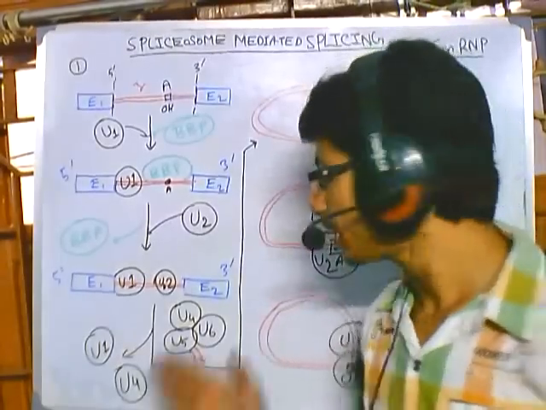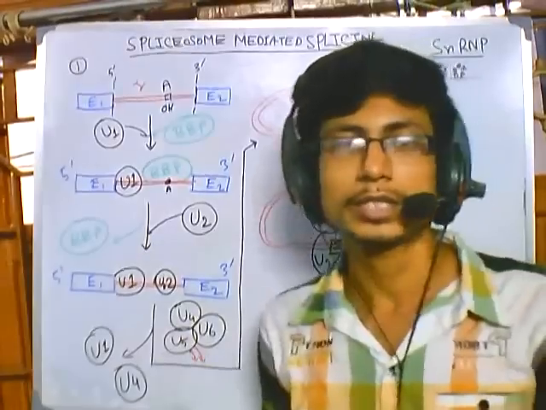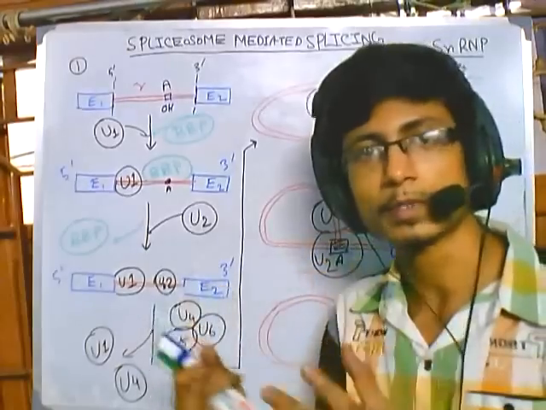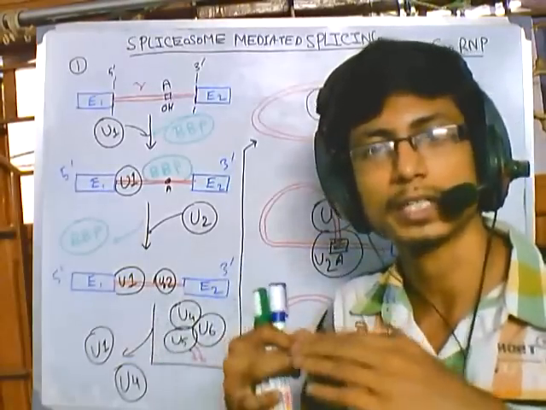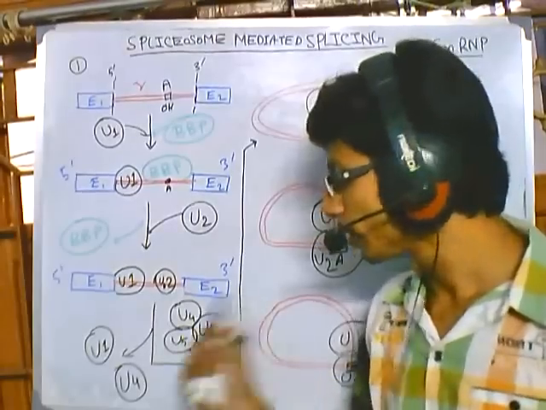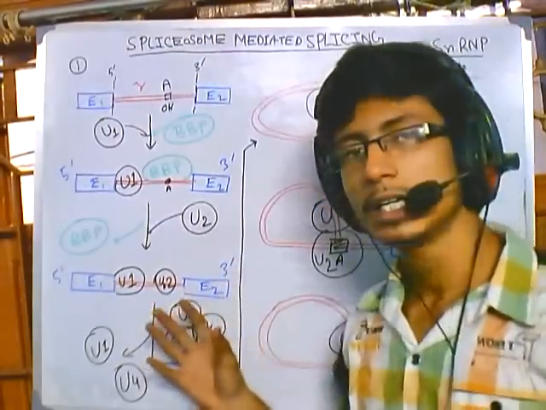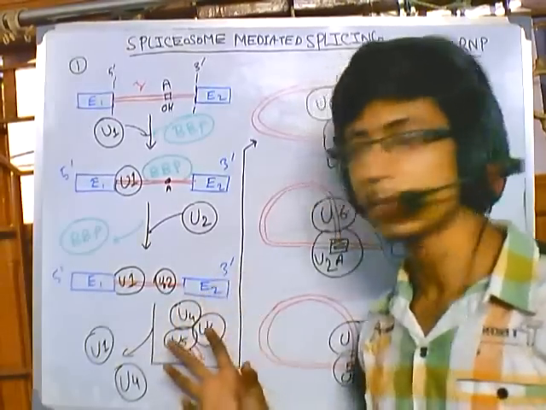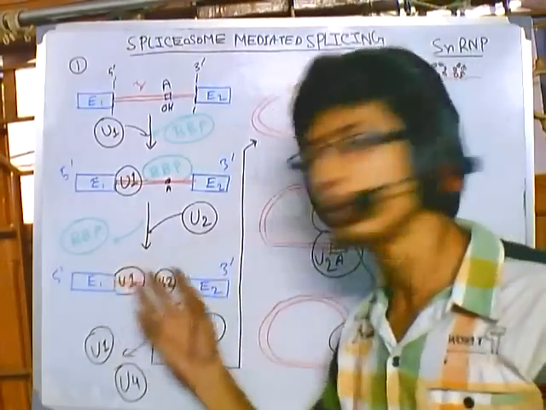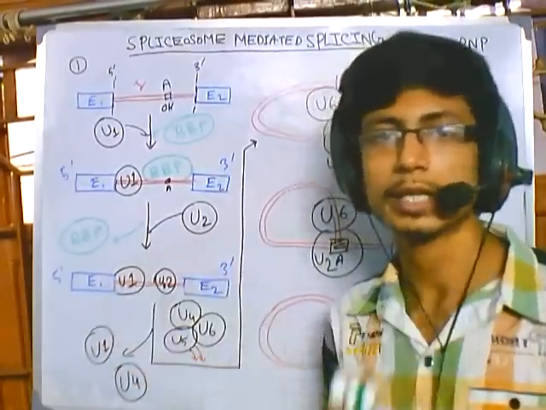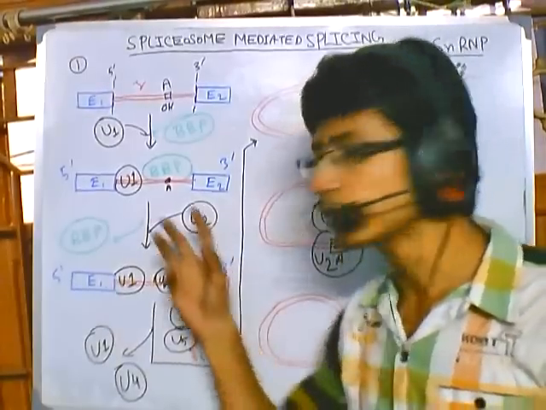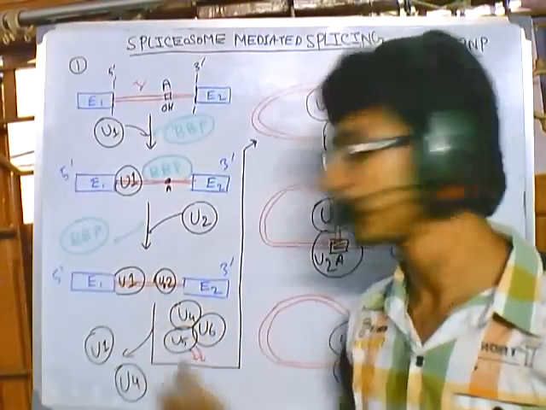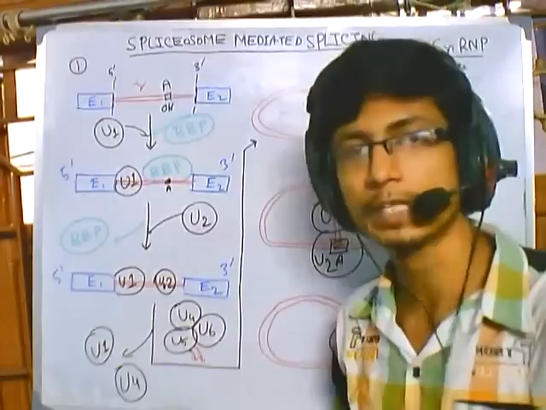The tri-snRNP complex is made up of U4, U5 and U6. So these three ribonucleoproteins come closer. They form a complex-like structure. Now these ribonucleoproteins U4, U5 and U6 will come and bind with this intron-exon interacting region. As they start to bind, they start to displace some of the previously bound ribonucleoproteins, because these ribonucleoproteins have much more affinity towards this RNA.